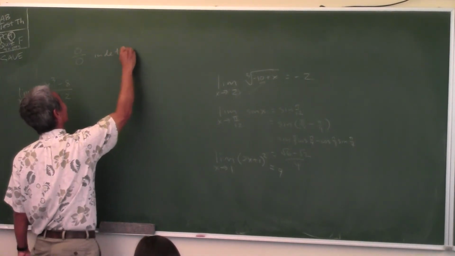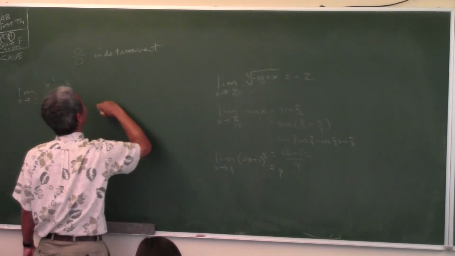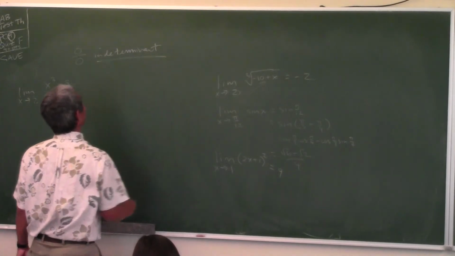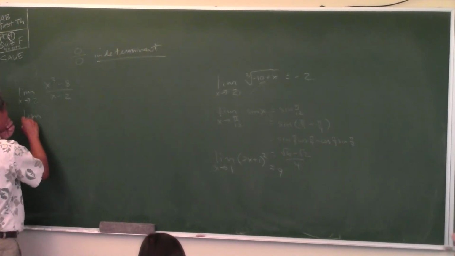Indeterminate. Did I spell that correctly? Is that 1 M or 2 M's? Who cares? Indeterminate means we don't know what it is. We cannot determine what it is. So what was one technique you guys learned last year when you have an indeterminate limit? It rhymes with simplify. You try to simplify.